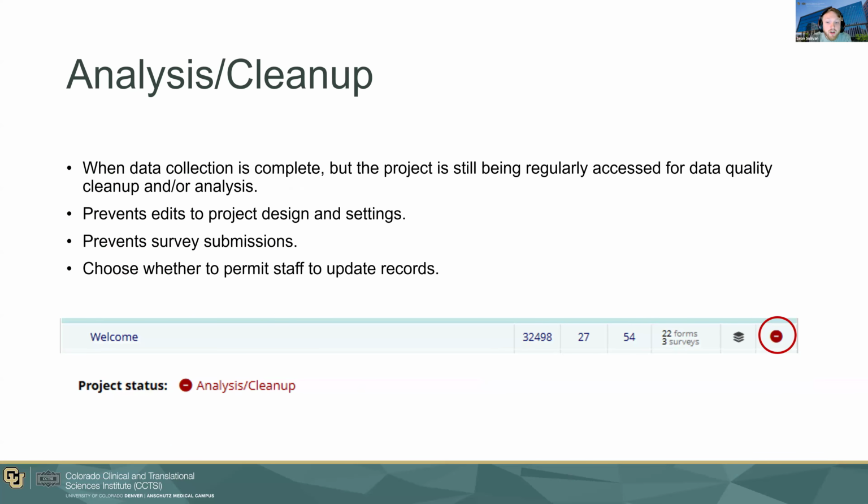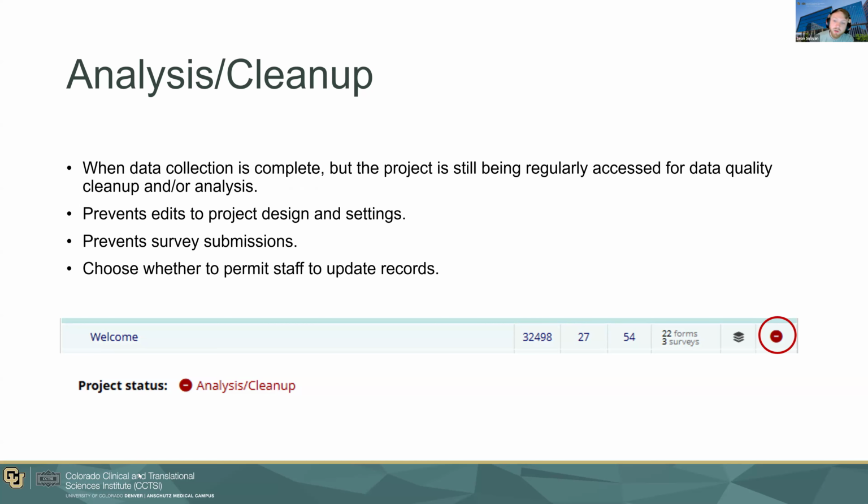So this prevents survey submissions and project modifications from occurring. You'll also have the option to lock project data, so no new records could be entered. Exporting data is still permissible. There's also a new appearance on the My Projects page. We have a new icon, the little red circle with a dash in between it. Interestingly enough, you can return to production without admin support. As opposed to development to production where you need an admin, you can freely move between analysis slash cleanup and production as you need.